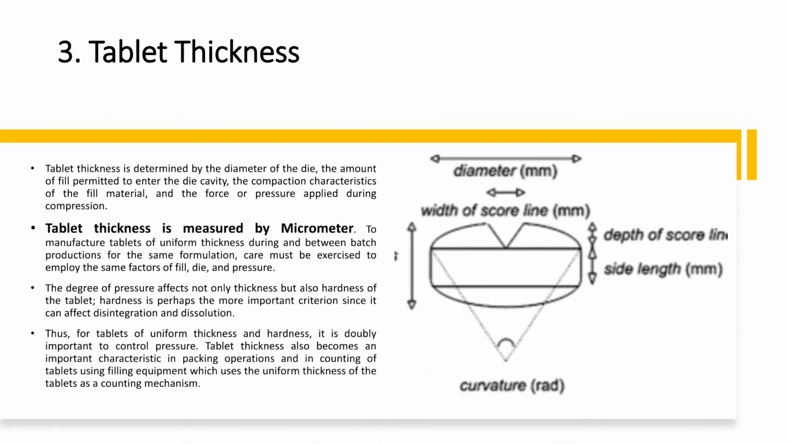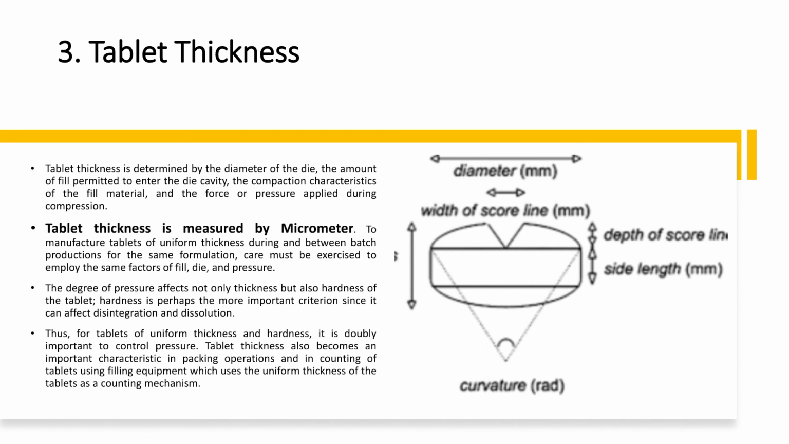Next, we move to the measurement of the tablet thickness. We can determine the thickness while doing the organoleptic evaluation using the micrometer. Now, there are other advanced equipments which are also available whereby you can measure the thickness of your tablet. The tablet thickness is actually determined by the diameter of the die. So, tablet thickness here refers to the tablet diameter.